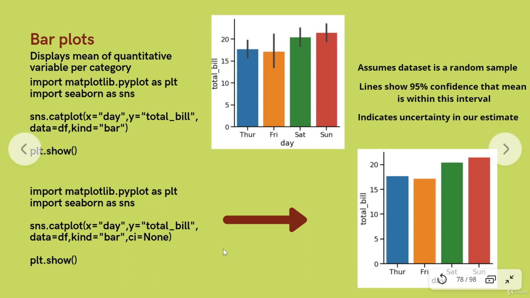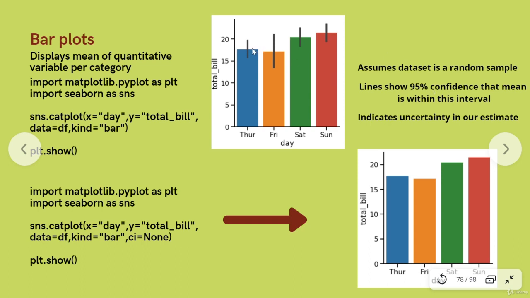For example, if you can see these bar plots, these black lines are known as error bars. Now, these bars basically are displaying the mean of the quantitative variable per category. Thursday is one category, so the mean of total bill for Thursday, the mean of total bill on Friday, the mean of total bill on Saturday, and the mean on Sunday.